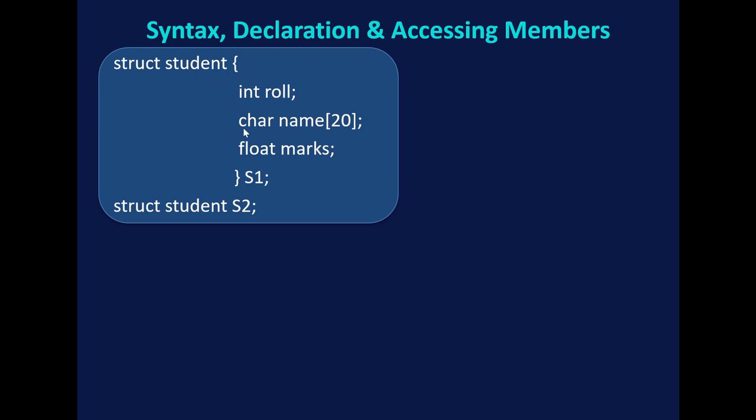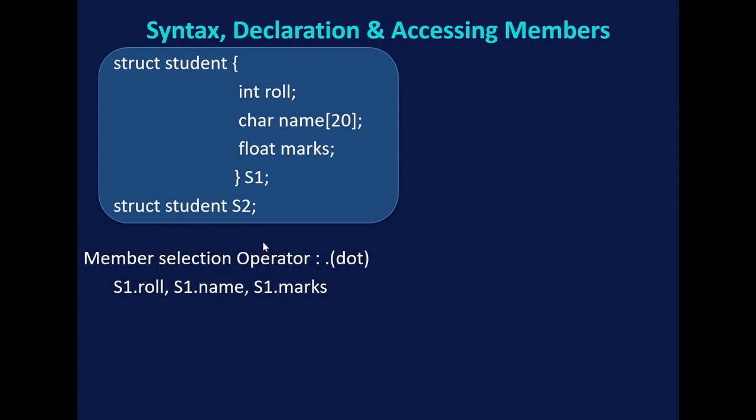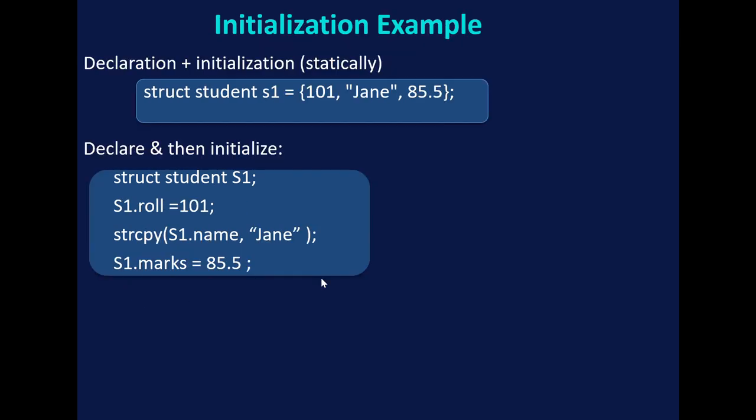So at the end of defining the structure, the tag student, I can declare my variable like this before the terminating semicolon, or after the data type has been defined, subsequently I can use the keyword struct, the tag name or the data type, and then declare a variable. Two ways of declaring a variable. Thereafter, to refer to every member of the structure, we use a member selection operator, namely the dot: s1.role, s1.name and so on.